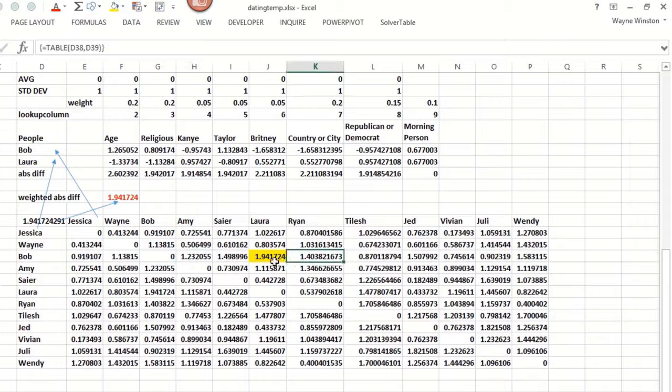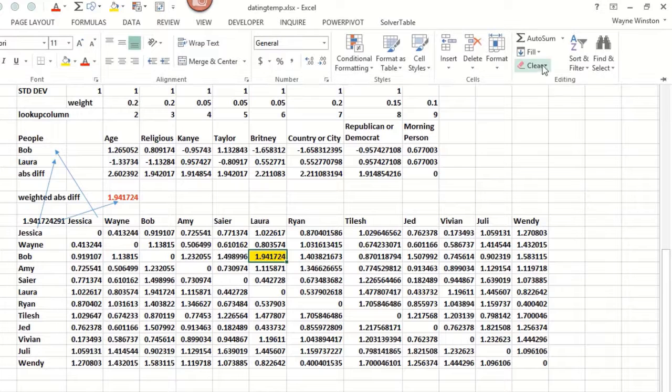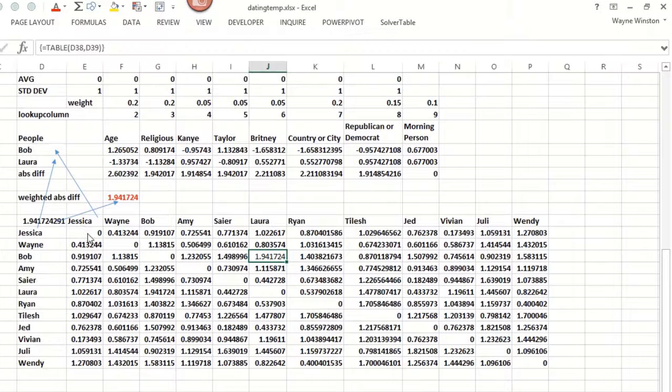Okay, and we're in good shape because Bob and Laura come out to 1.94. Let me clear that format. Okay, so now notice on the diagonal there's zero. So how would I highlight the three top matches to, let's say, Jessica, and then make a copy down and across? Well, the problem is that zero would not be an exact match, because that's the person themselves, so that would not be a compatible match.